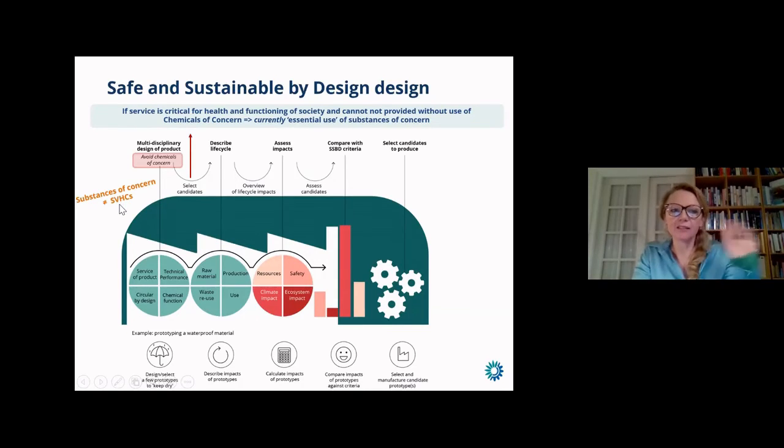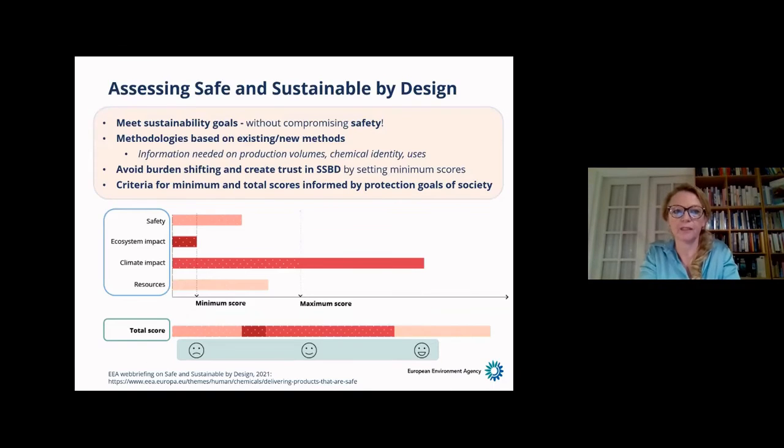And this is a little bit of an issue with the OECD definition, at least the guidance for alternative assessments right now. The minimum criteria is only based on avoiding use of SVHC. So you actually have to go to the extended criteria to have a safe and sustainable by design approach. Just a little bit about how this scoring could be done.